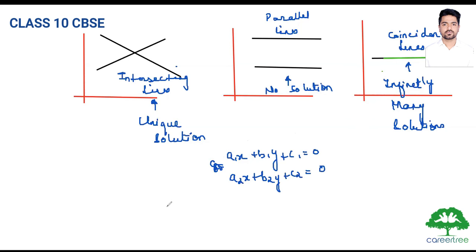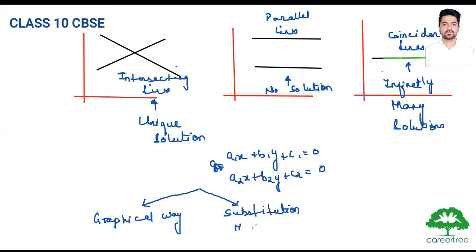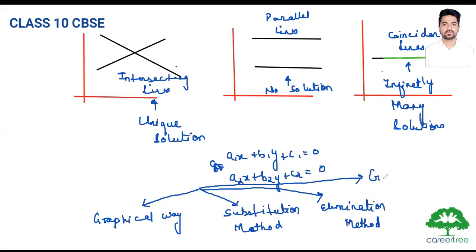So how many ways are there? One is the graphical way. You can plot the graph of the lines and find out whether they are intersecting, and at which point they are intersecting, to get that unique solution. Another way is the substitution method, where the value of one variable is substituted in another equation, which we will study later. Third is the elimination method, where we try to make the coefficients of both equations the same. And the fourth one is the cross multiplication method.